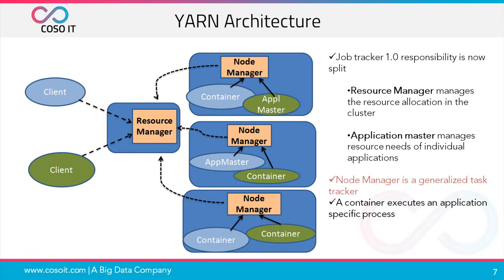So node manager provides computational resources in form of containers and manages processes running in those containers. And the container executes an application specific process. So we can see that in Mapreduce 1, job tracker takes care of both job scheduling and task progress monitoring. But in case of YARN, these responsibilities are handled by separate entities, the resource manager and an application master.